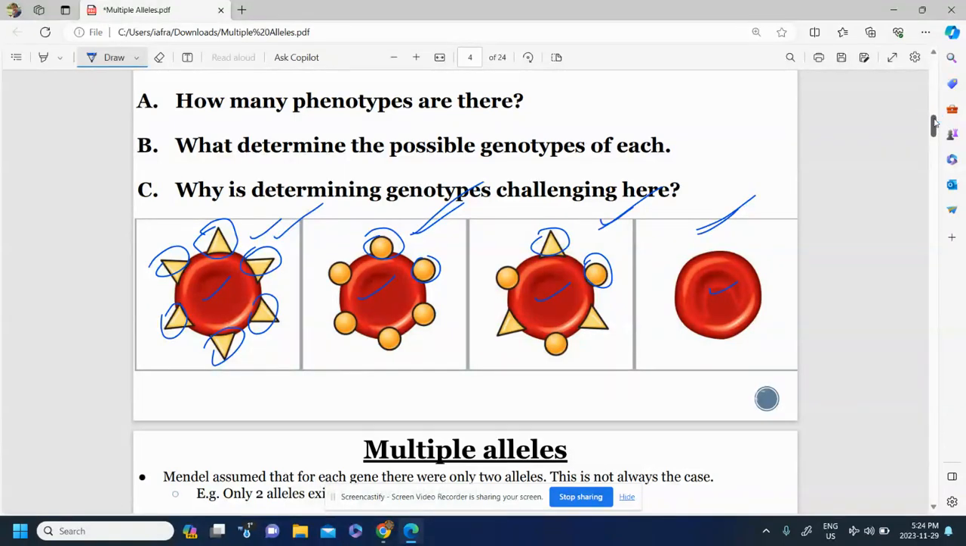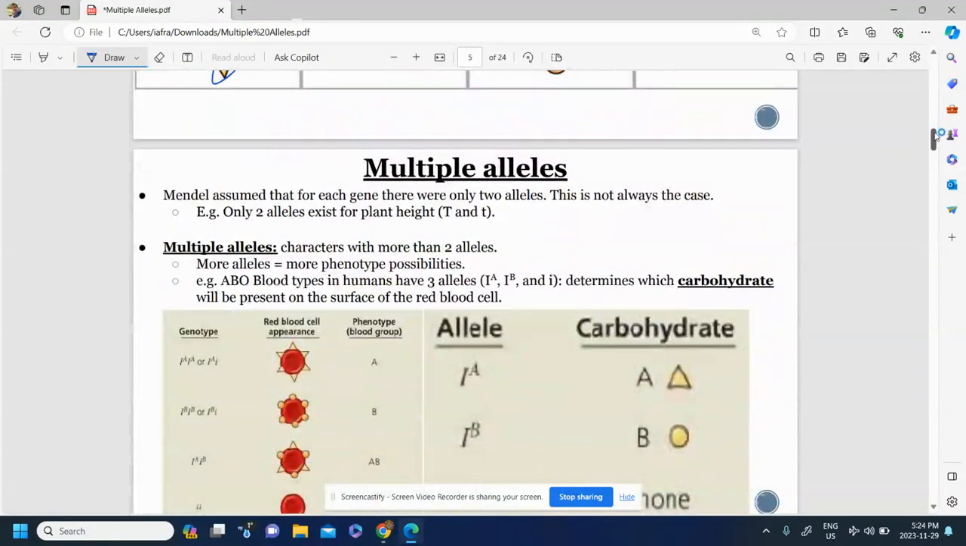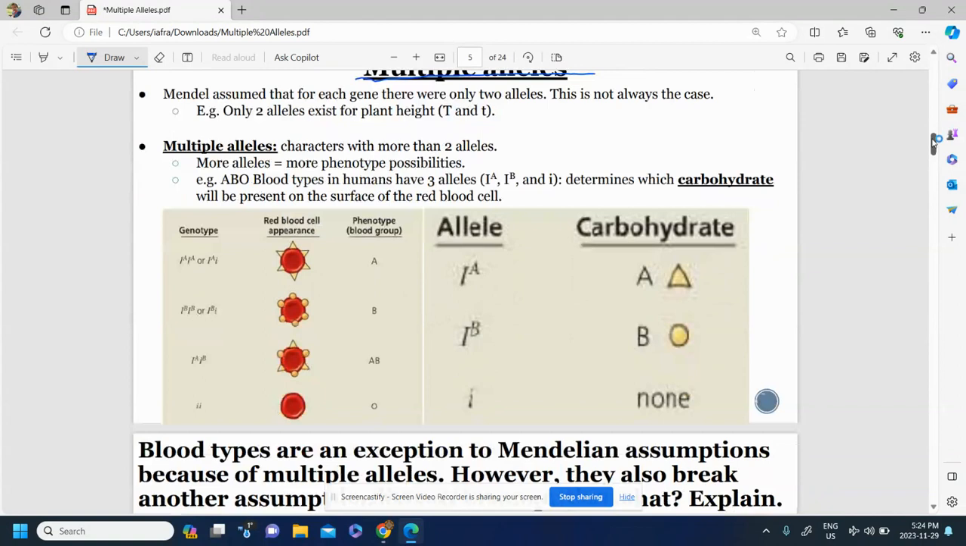So that brings us to the exception of what blood types are. Blood types go against the assumption that there's only 2 alleles. Sometimes you might have more than 2 alleles, and so we call that exception multiple alleles. So Mendel assumed that there's only 2 alleles for every gene. For example, for plant height, the 2 alleles are big T and little t, tall and short. But for many characters, there's actually multiple alleles.